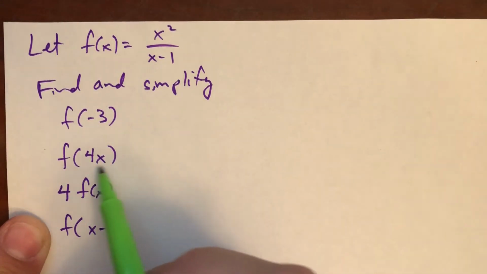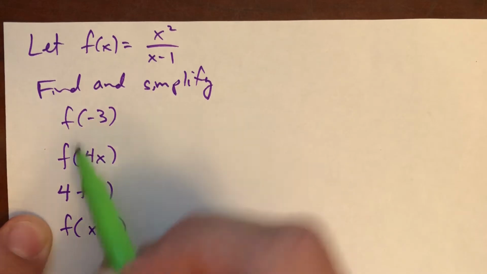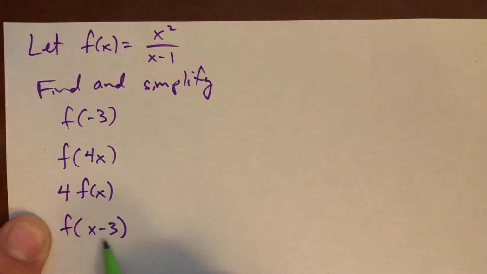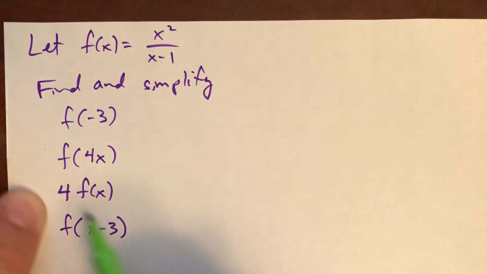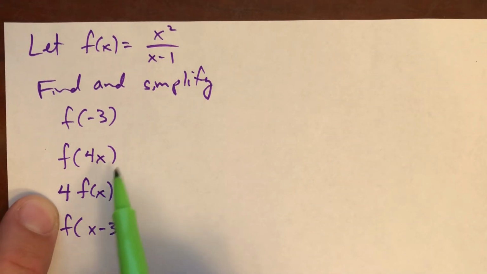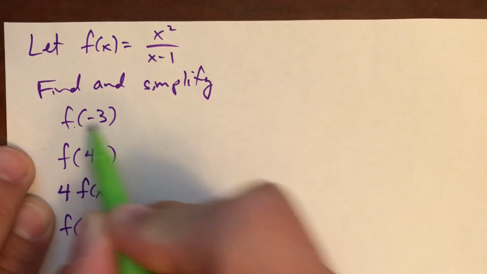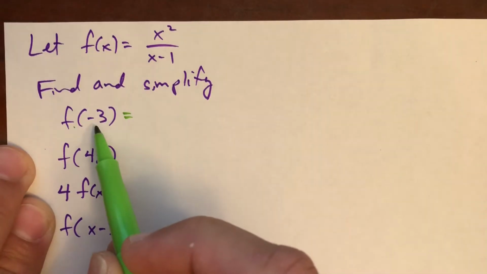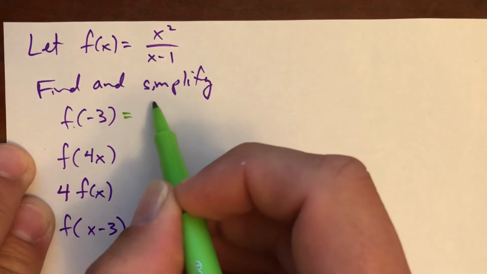So when we get down to this one, we're going to be putting 4x everywhere we see x here. And this one, we're going to put x minus 3 everywhere we see x. This is a little bit different, and we'll look at that when we get there. But anyway, let's get going. So f of negative 3. We're going to take this negative 3, and we're going to plop it everywhere we see x in the function f.